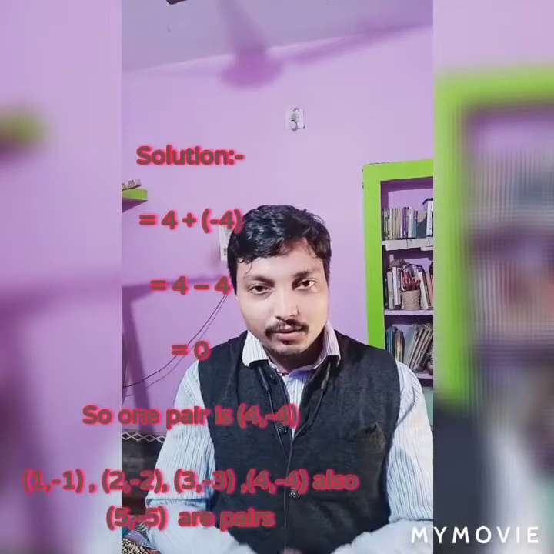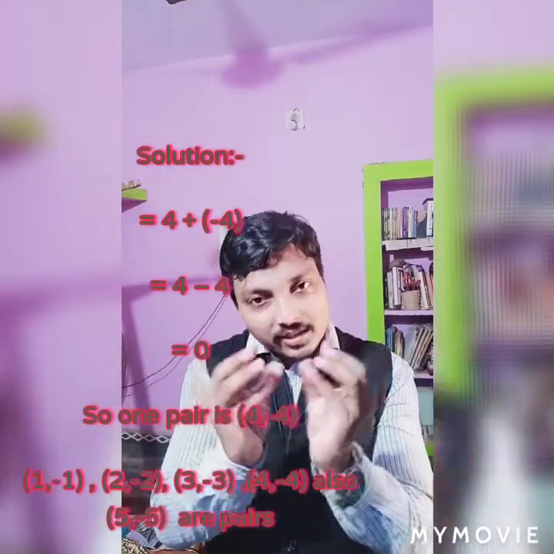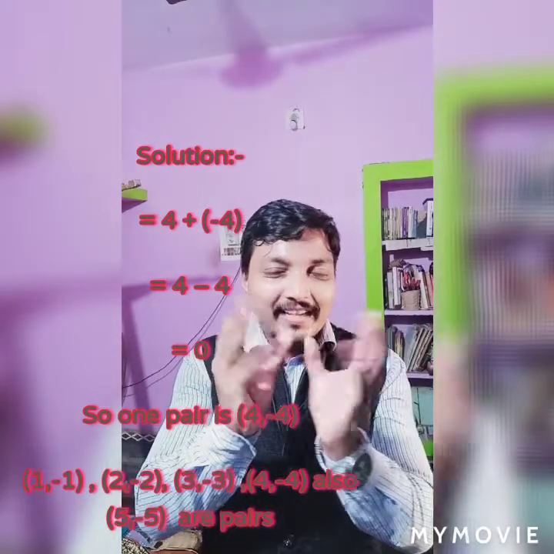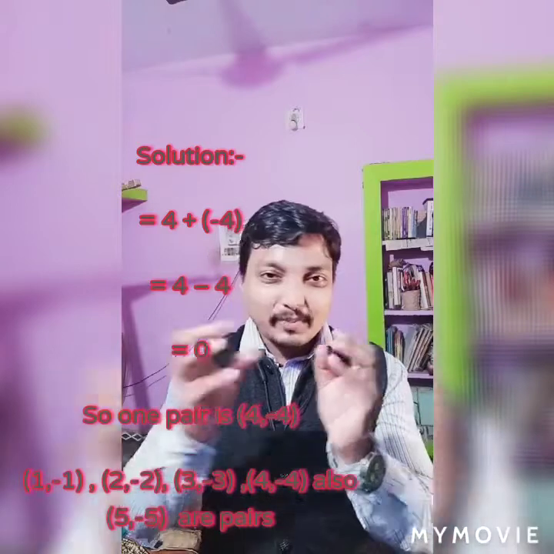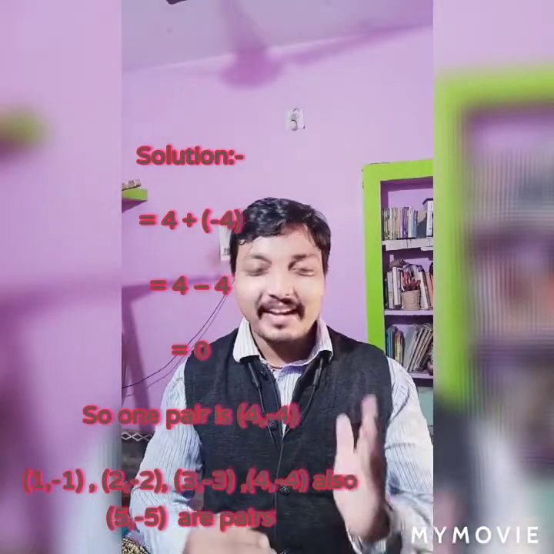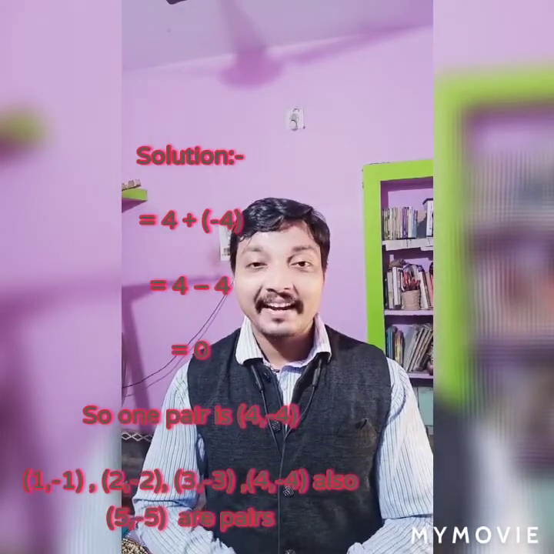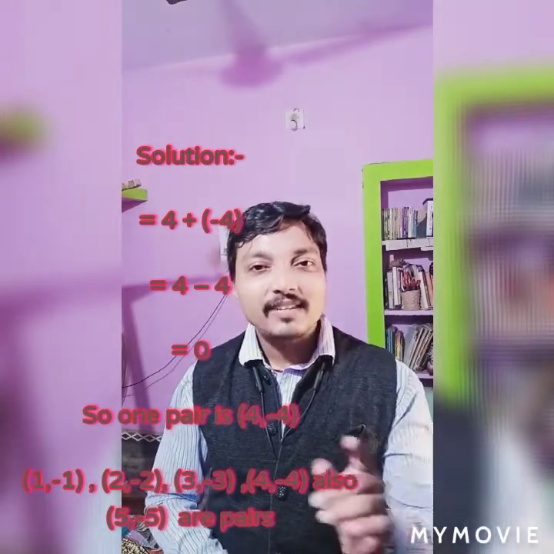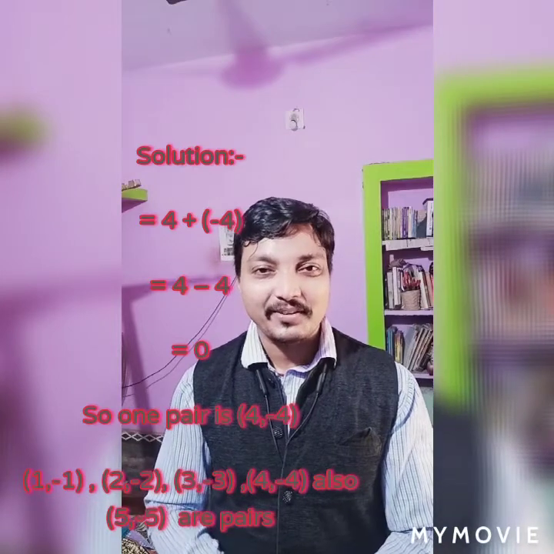It means 1 added with minus 1, result is 0. 2 minus 2, result is 0. 3 minus 3, result is 0. 4 minus 4, result is also 0. 5 minus 5, also the result is 0. So any integer, whenever it is added to its negative, otherwise its opposite, otherwise its additive inverse, always the result will be 0.